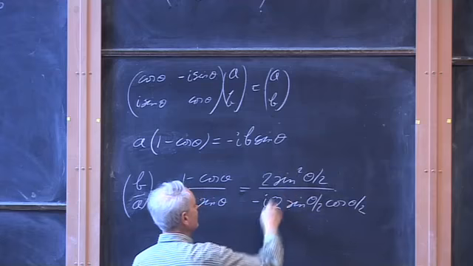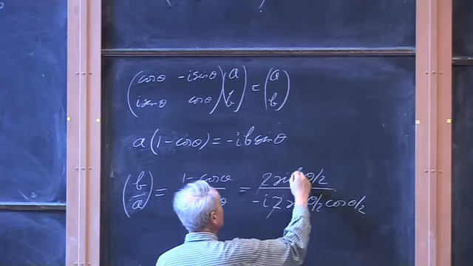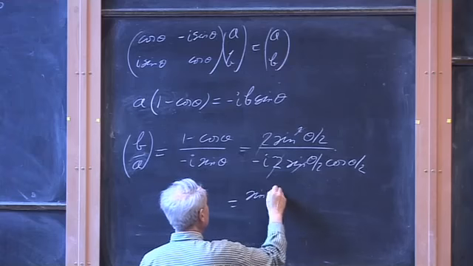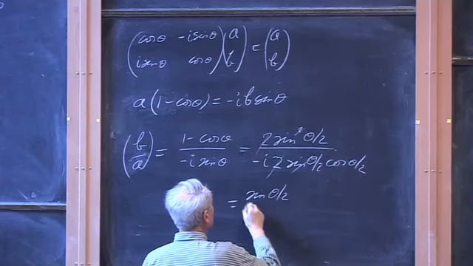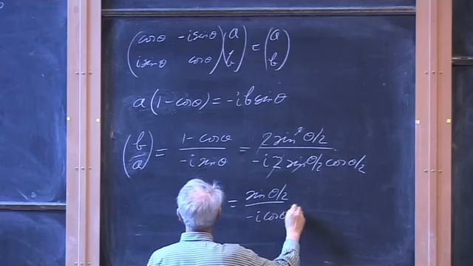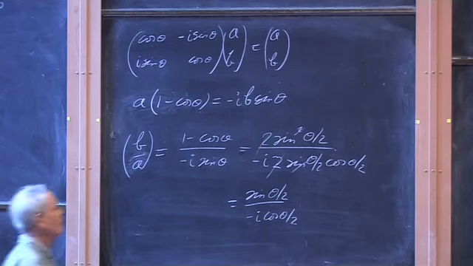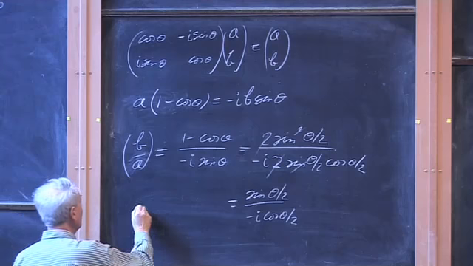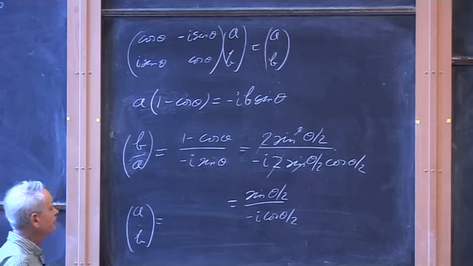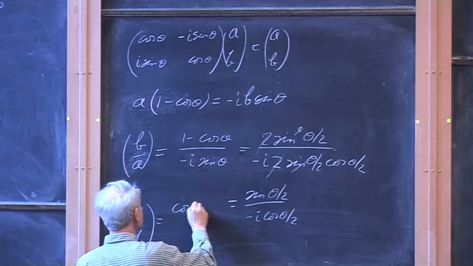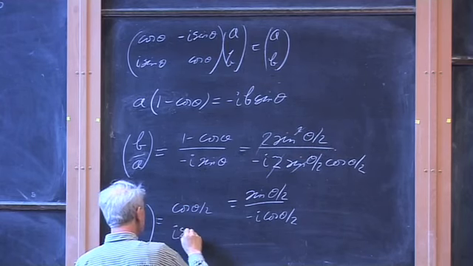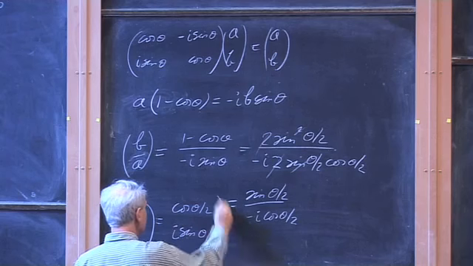So we can cancel a number of things. The 2's cancel, one of the sine thetas cancels, and we end up with sine theta over 2 over minus i cos theta over 2. So I can write now that A over B is equal to cos theta over 2 over i sine theta over 2.